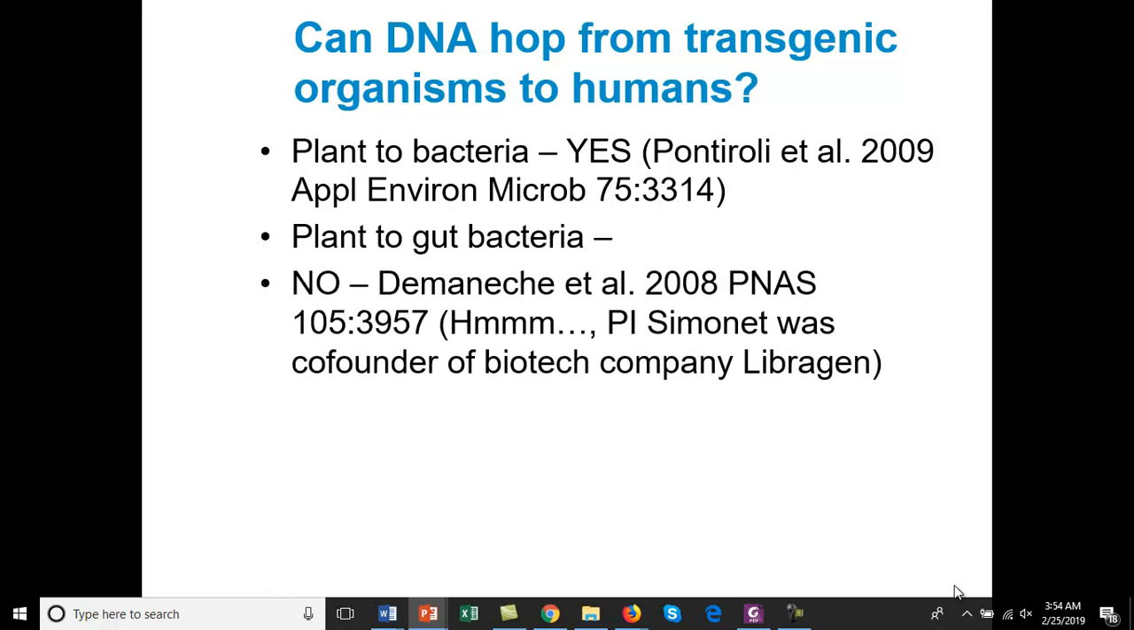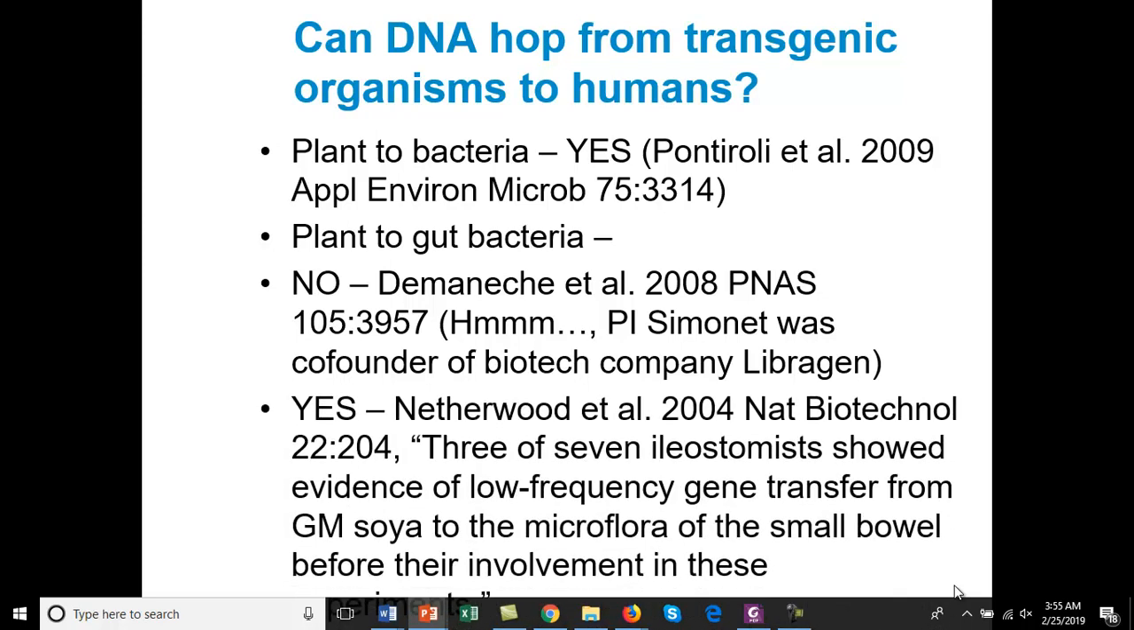Okay, it has been denied that this would happen in gut bacteria. Demonash in 2008 in the Proceedings of the National Academy of Sciences said no. But you have to look at this, and it was a faultily planned experiment, if I do say so myself. The principal investigator, that's what PI means, his name was Simonette, and he had his own plant biotech company. And so he had a real big conflict of interest, and he had a vested interest in plant DNA not hopping to gut bacteria. So you have to look at that. And if we look at an experiment that was done about 4 years earlier, this was Netherwood in 2004 in Nature Biotechnology. And what they did is they looked at ileostomy patients.